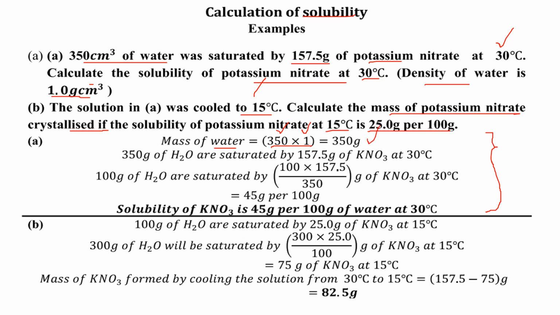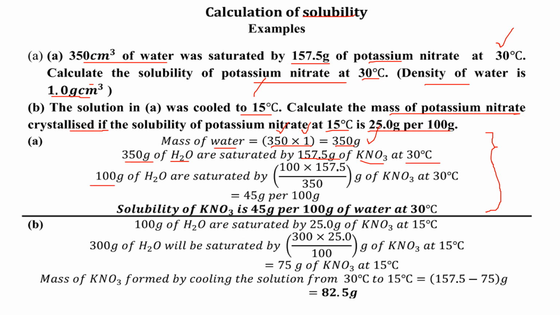Now that you have the mass of water used, this mass dissolved the given mass of potassium nitrate. Then what about 100? Because that's how we calculate solubility. So you're going to say that 350 grams of water are saturated by 157.5 grams of potassium nitrate, and this is done at 30 degrees Celsius, or at a constant temperature.